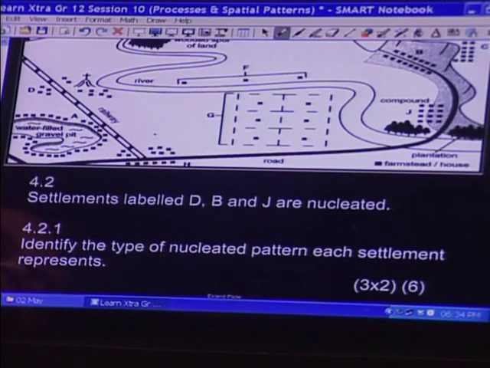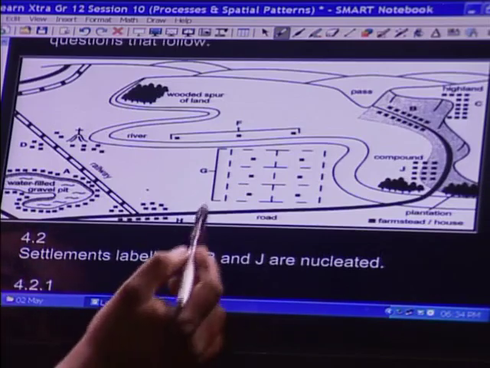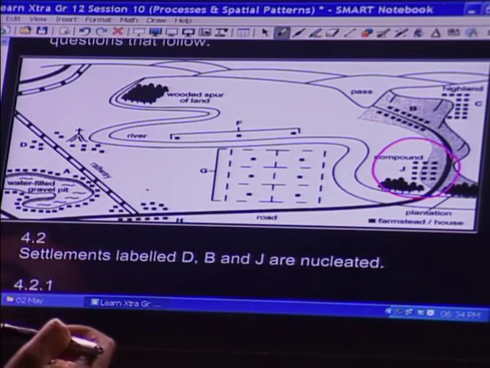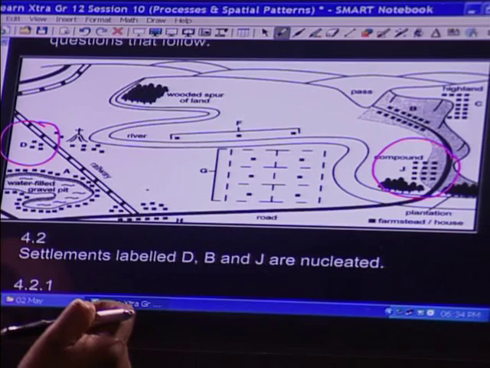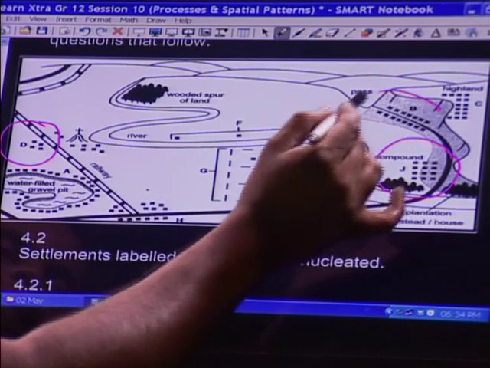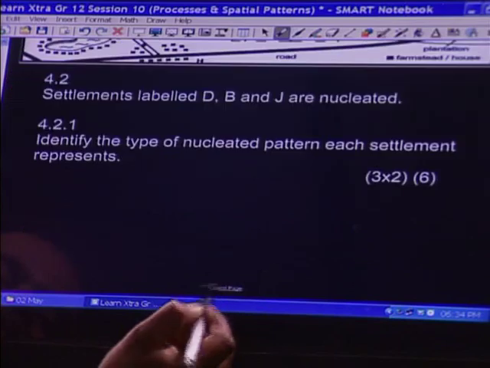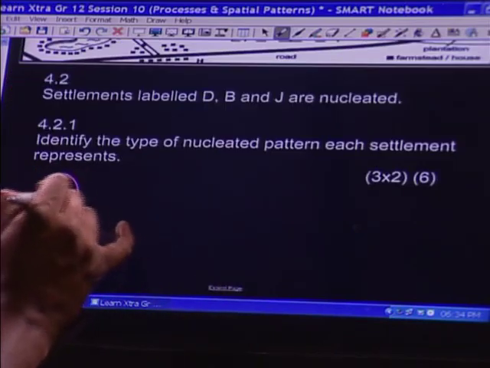Settlements labeled D, B, and J are nucleated. Let's have a look at those settlements: settlement J, settlement D, and settlement B. Identify the type of nucleated pattern each of these settlements represents. Let's get down to D firstly.